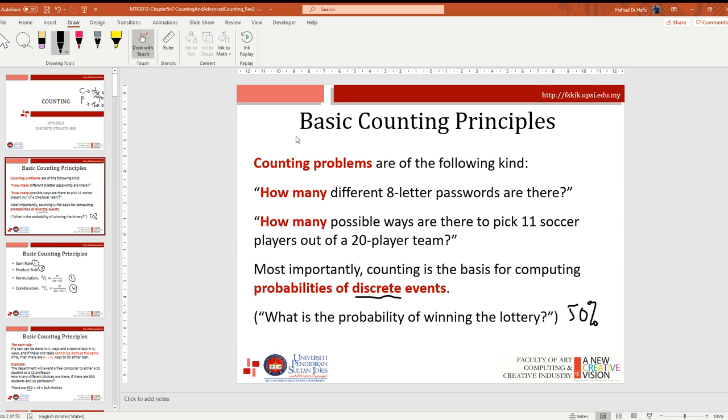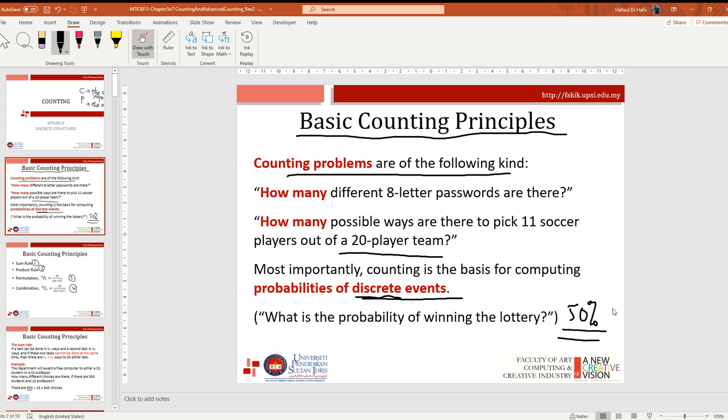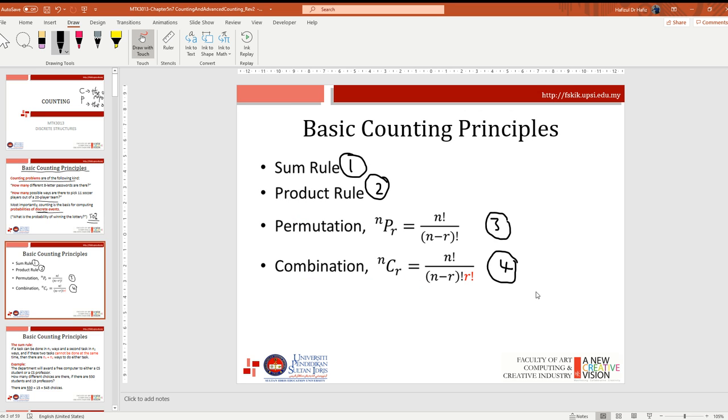Basic counting principle: counting problems are being categorized. For example, how many different eight-letter passwords are there? How many possible ways to pick 11 soccer players out of a 20-player team? Most of these are basic for computing probabilities of discrete events. For example, what is the probability of winning the lottery? This one is 50-50, basically based on the coin toss.